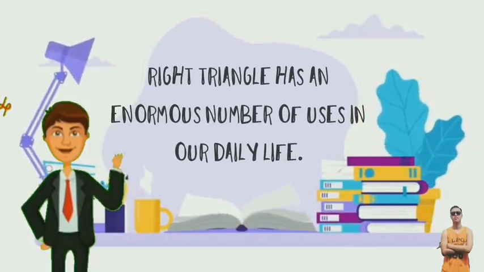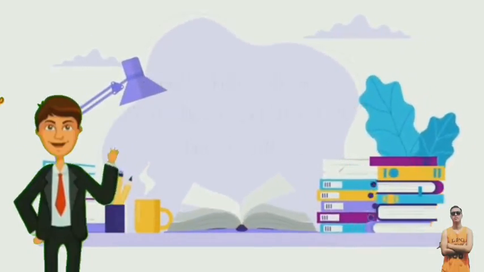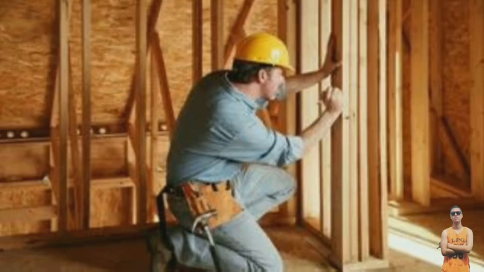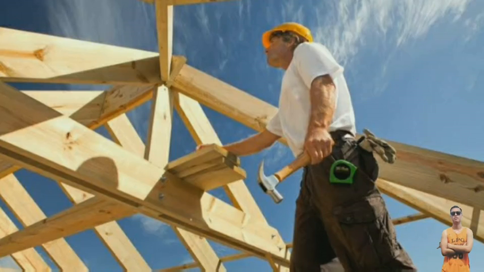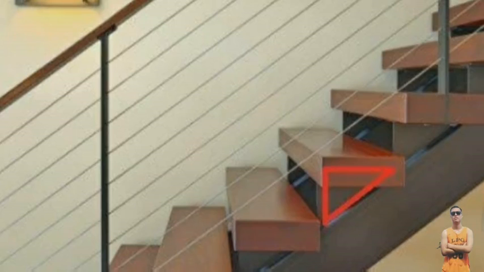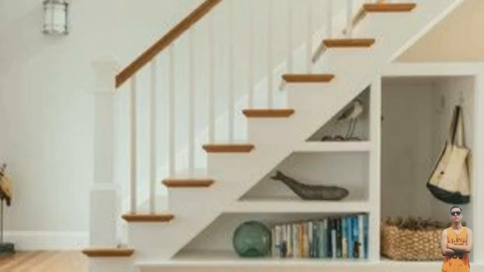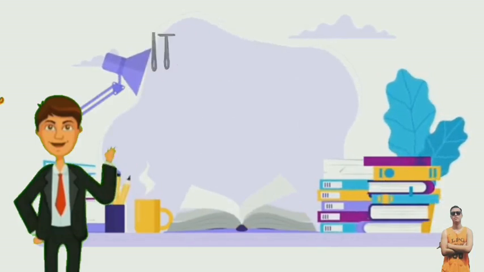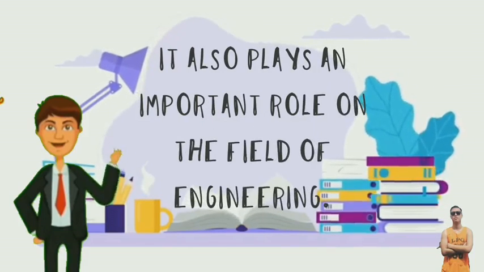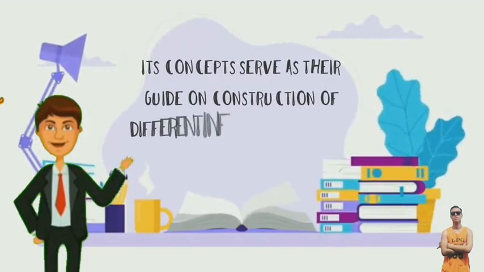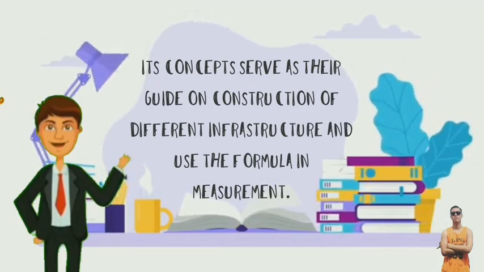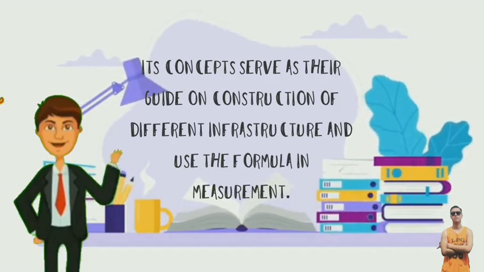The right triangle has an enormous number of uses in our daily life. These are used by carpenters to make sure the walls are aligned properly and the corners of the ceiling are even. It is also important in constructing staircases, which are mostly built with a right-angled triangle. The Pythagorean theorem relates the lengths of the sides of the right triangle. The right triangle also plays an important role in the field of engineering. Its concepts serve as a guide in the construction of different infrastructures and in using the formulas for measurement.